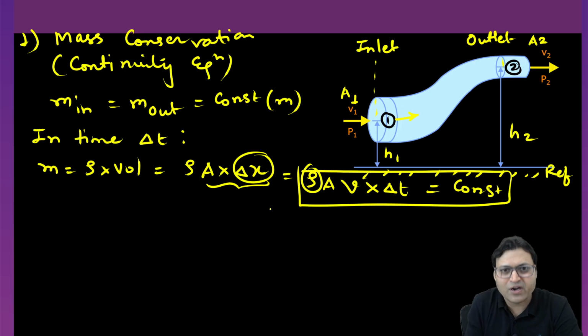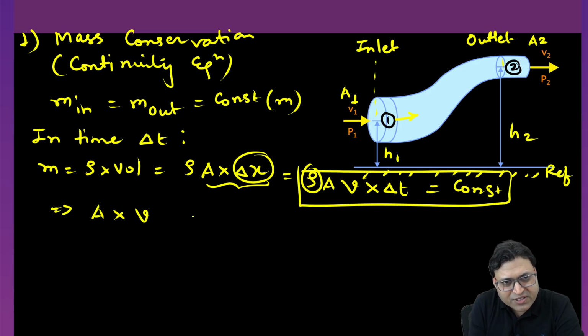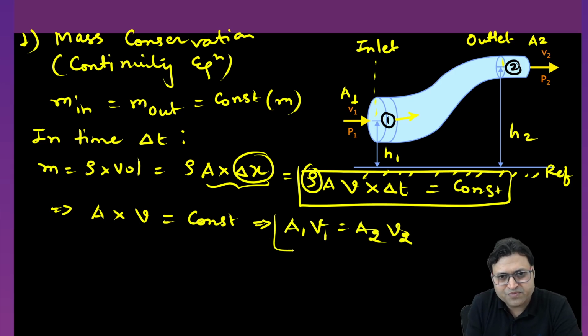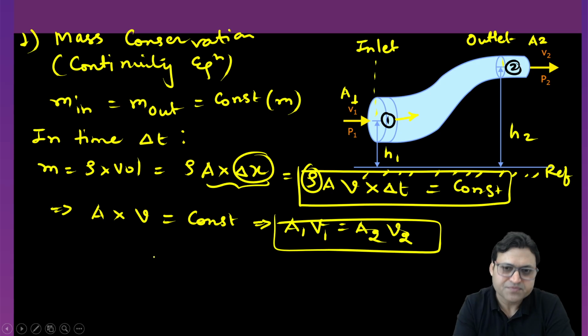Because we already know that for incompressible fluid density remains constant, we can say area into velocity should remain constant. Delta t is also constant. So area into velocity remains constant. We can say A1 V1 should be equal to A2 V2. That is the continuity equation.